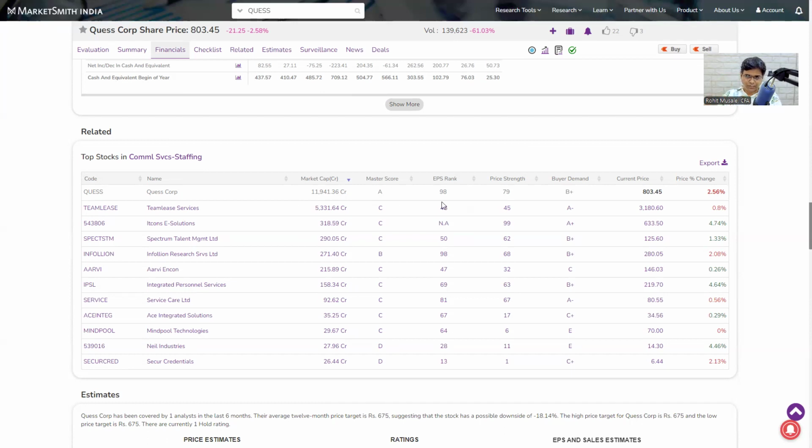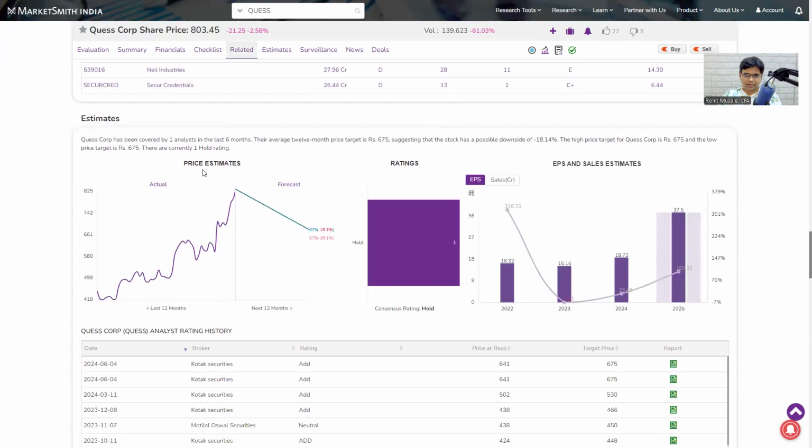So master score is A, EPS ranking is good, price strength is good, buyer demand is there, current price and price change. Then there are price estimates. See there, Quest Corp has been covered by one analyst in 6 months. I don't look at all of this because basically all you see here is an opinion. This is not a fact. So this is an estimate.